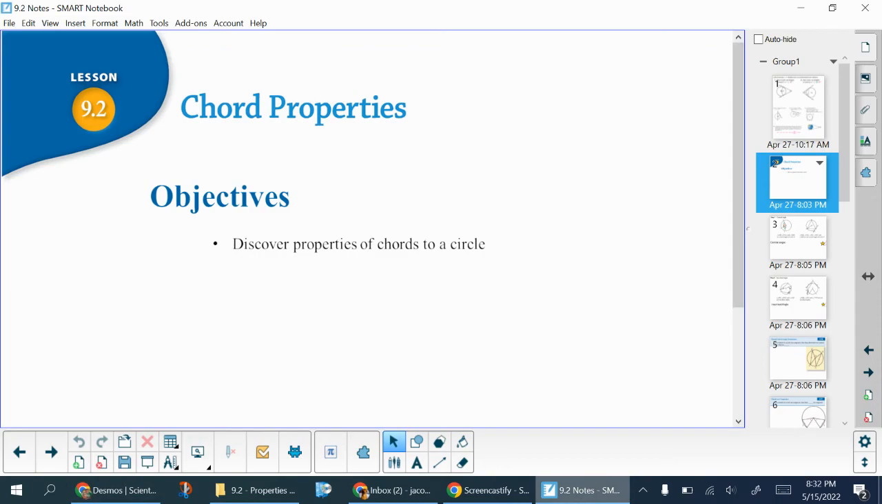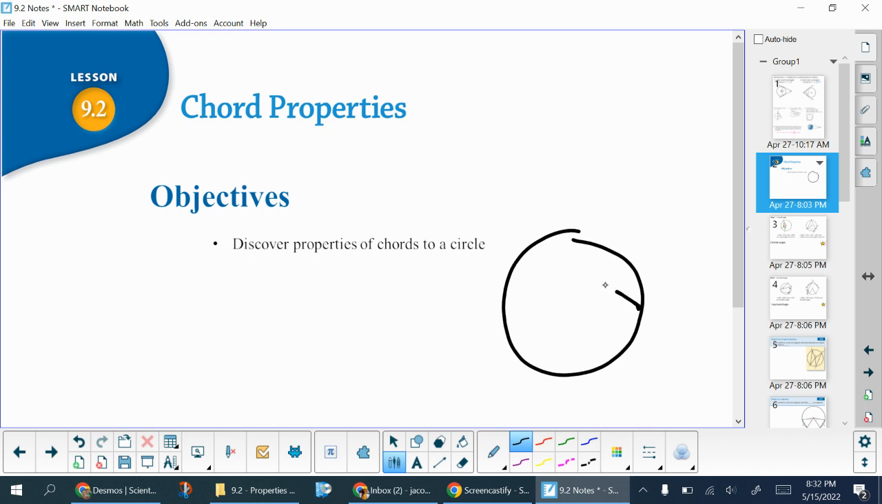Okay, so this video is going to be about section 9.2 in the book. It's all about chord properties. Just as a reminder, a chord of a circle is any line segment that connects 2 points on the circle to each other. So that would be a chord.